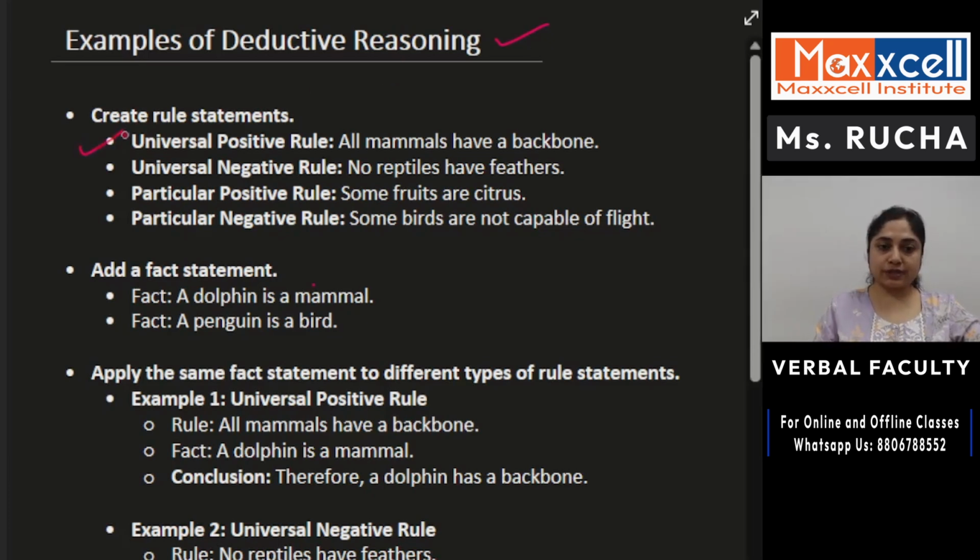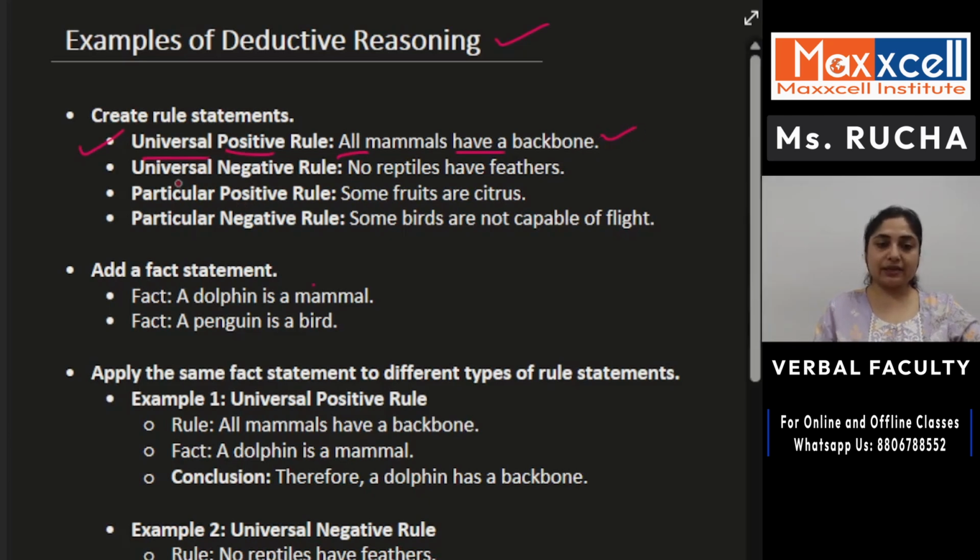First is universal positive rule. As we can see the word universal in this, such statements usually have all or everything or everyone, words like that in it. Positive means something that does not have no or anything negative in the sentence. To give you an example here, all mammals have a backbone. All is a sign of universal statement and have is a sign of positive. So all mammals have a backbone is a universal positive statement.